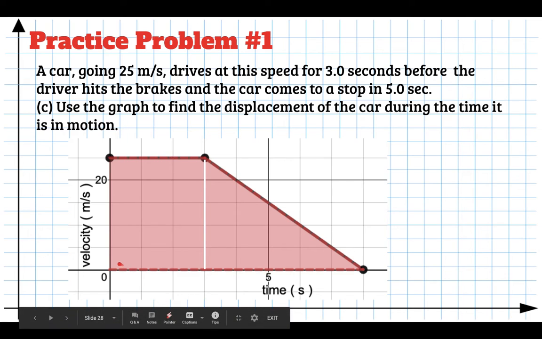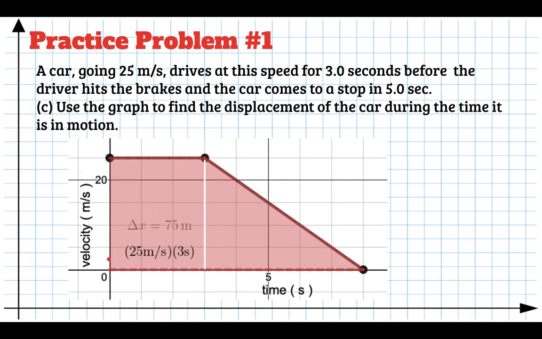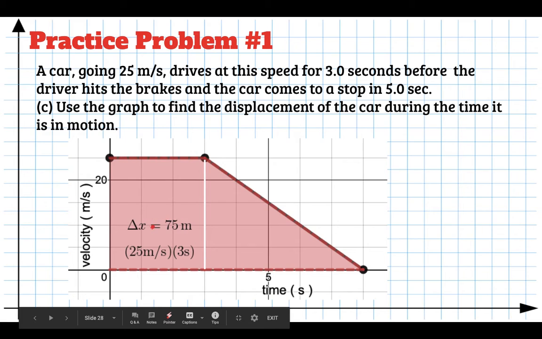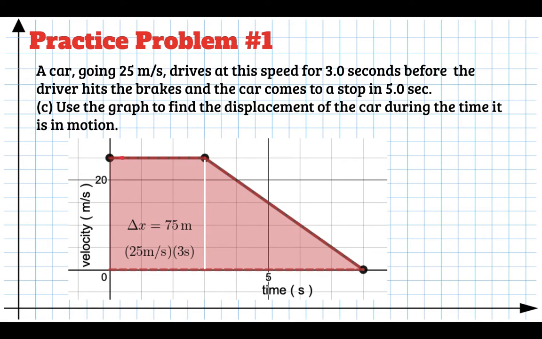Okay, so for section 1, this is 25 meters per second high, and it's 3 seconds long. So 25 times 3 gives me an area of 75, and that's going to be in meters. Meters per second times seconds is meters. So the car goes 75 meters during the 3 seconds it's coasting along.